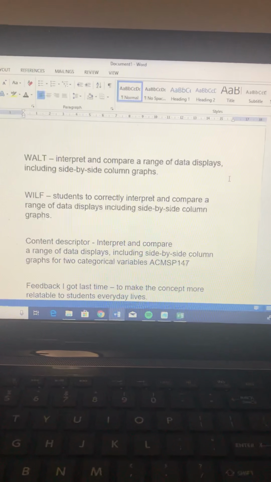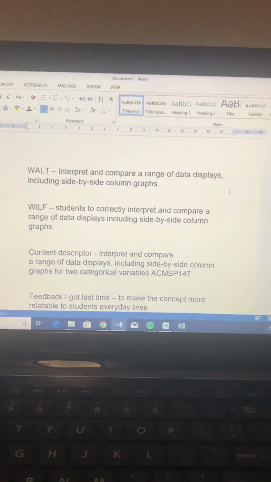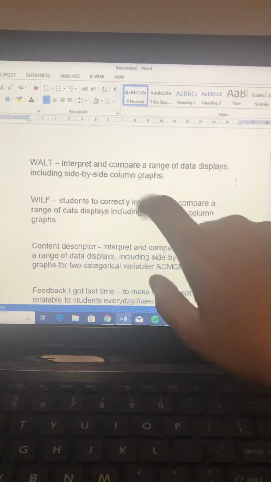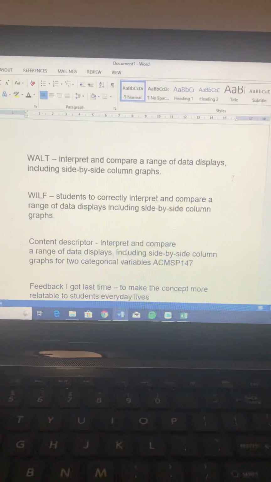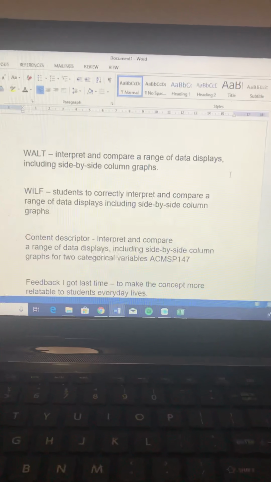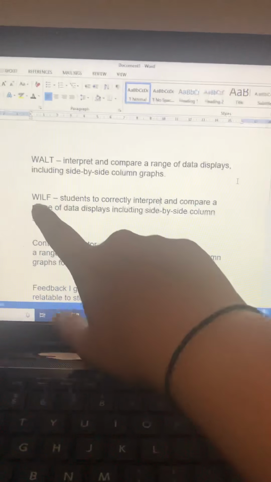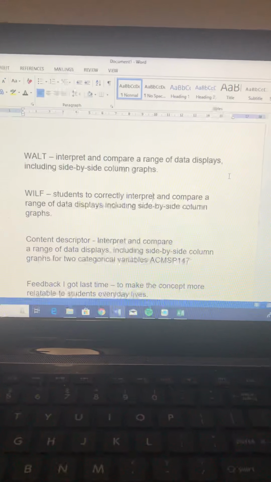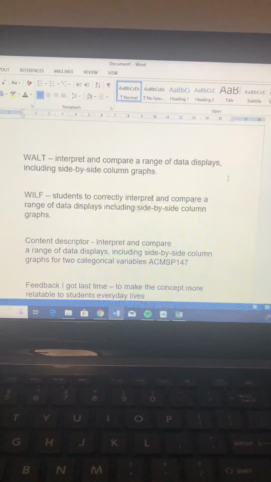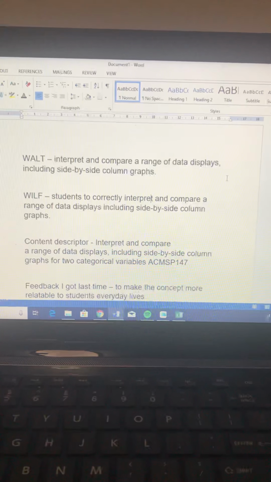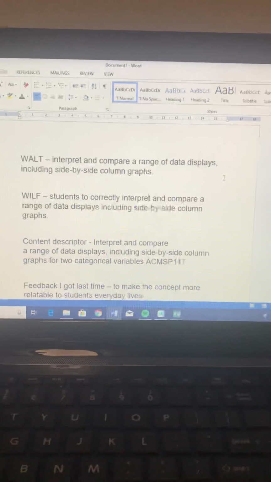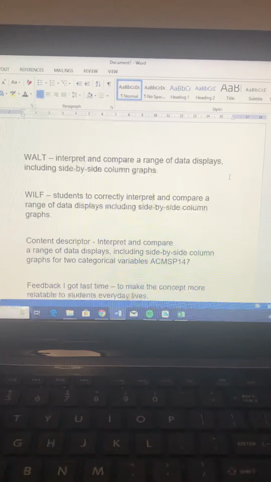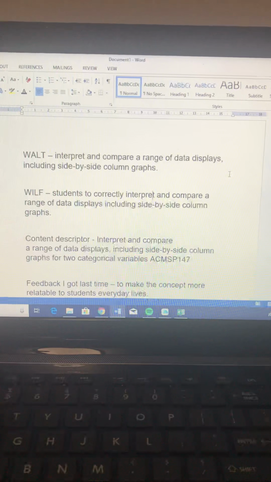Okay, so this video is for a Year 6 level, and we are learning to interpret and compare a range of data displays, including side-by-side column graphs. What I'm looking for is students to correctly interpret and compare a range of data displays, including side-by-side column graphs. The content descriptor is to interpret and compare a range of data displays, including side-by-side column graphs for two categorical variables.